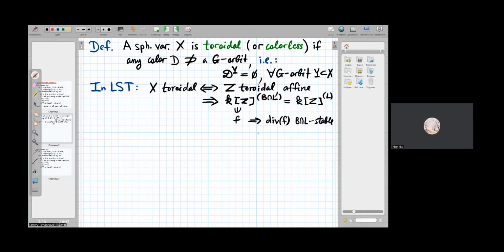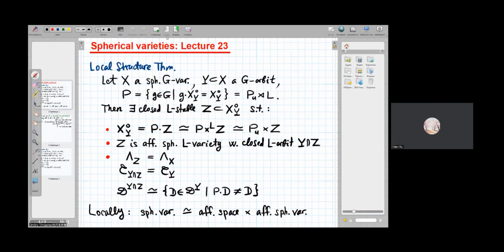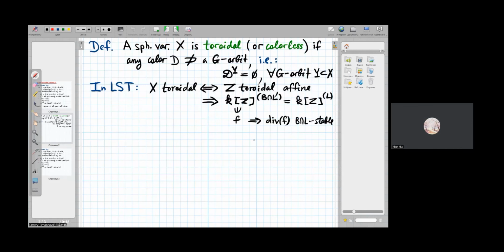But there are no colors, so every divisor which is stable under the Borel subgroup, not that there are no colors, there are no colors containing the closed orbit in Z. But as we discussed here, all B-stable divisors in Z contain the closed orbit. We have proved this in the course of proving the local structure theorem. So there are actually no colors in Z, and therefore this B intersect L stable divisor has to be L stable.